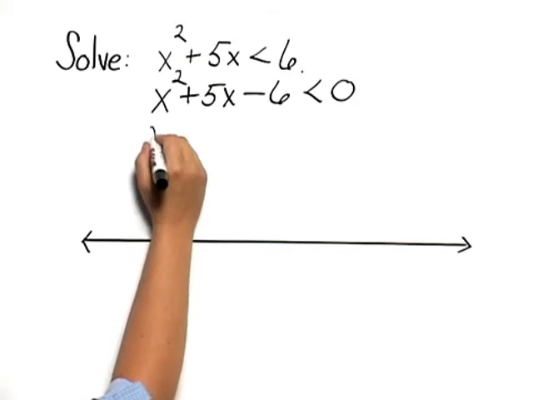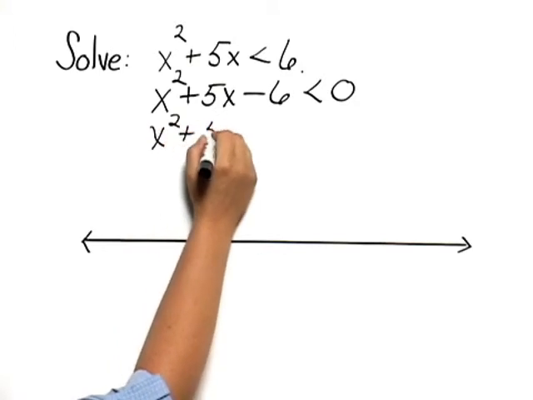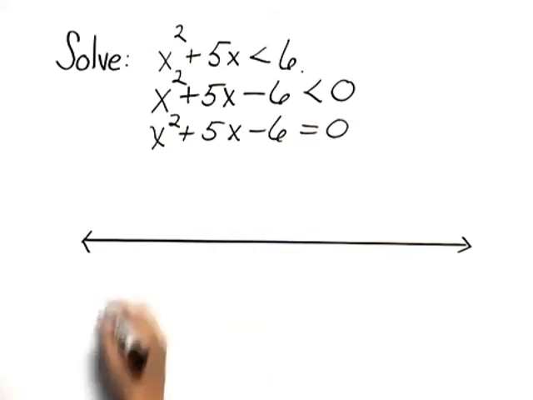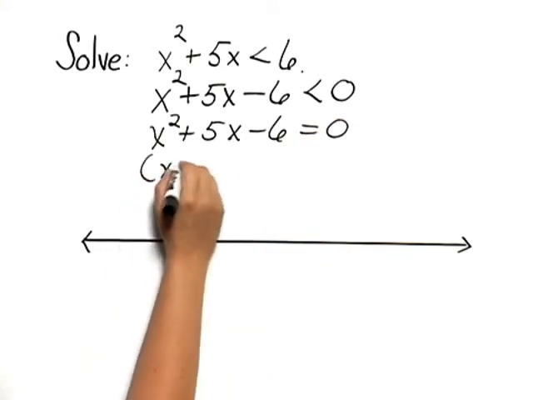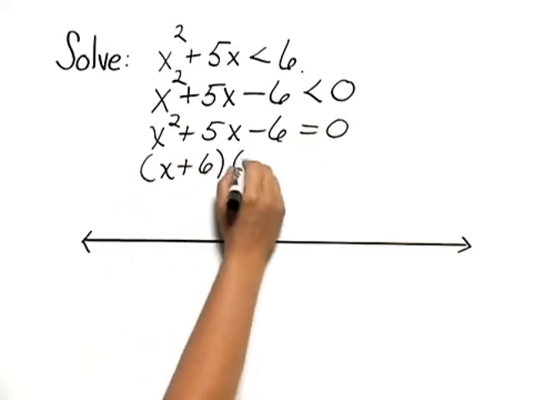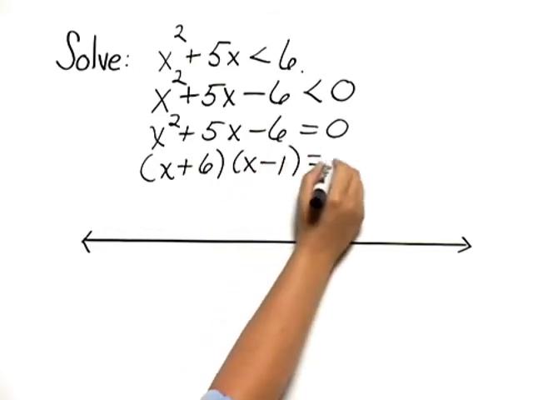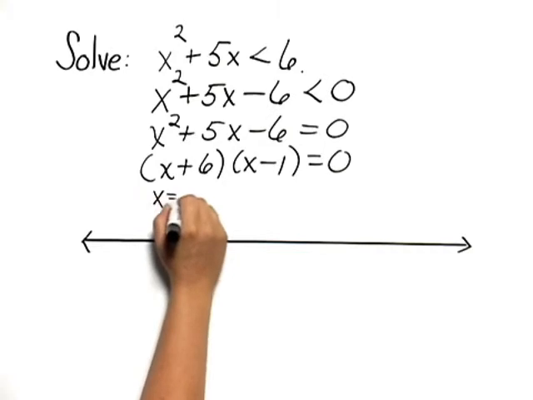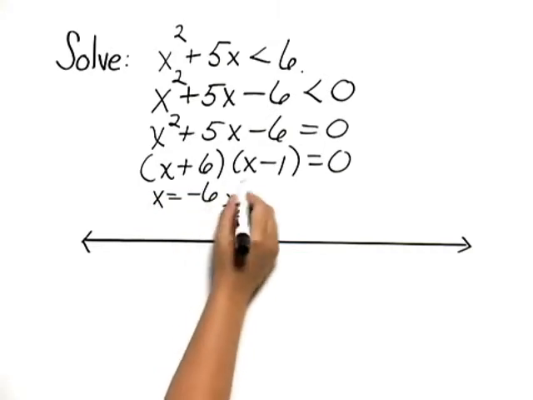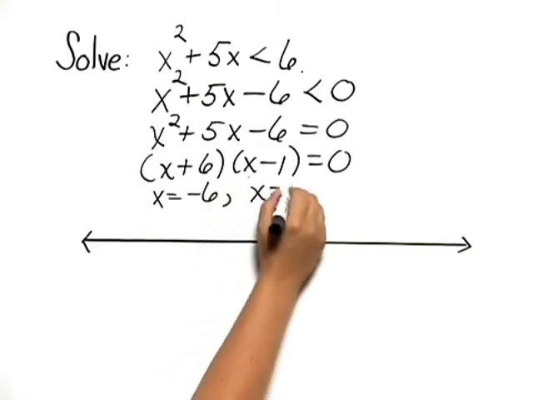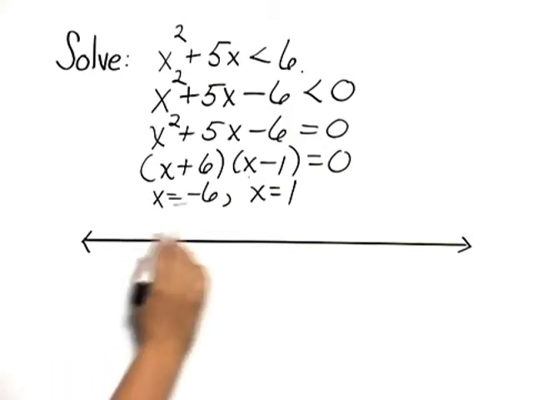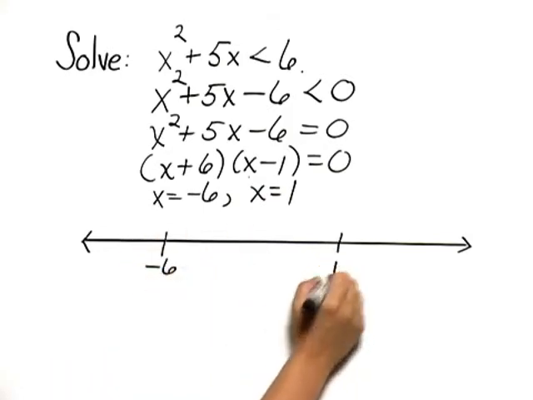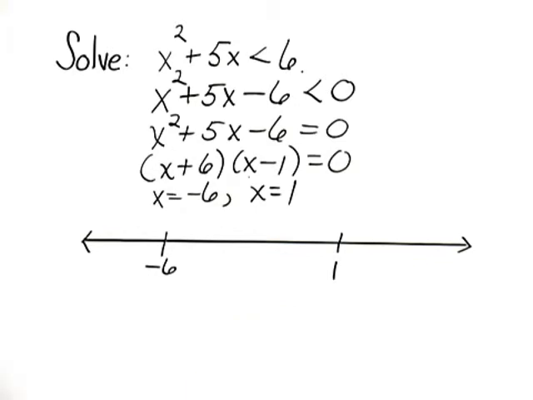Let's first of all find where x squared plus 5x minus 6 equals 0. Well, if we factor, we get x plus 6 times x minus 1 equals 0. X plus 6 is 0 when x equals negative 6. X minus 1 is 0 when x equals 1. We use these values, negative 6 and 1, to break the number line into 3 intervals.